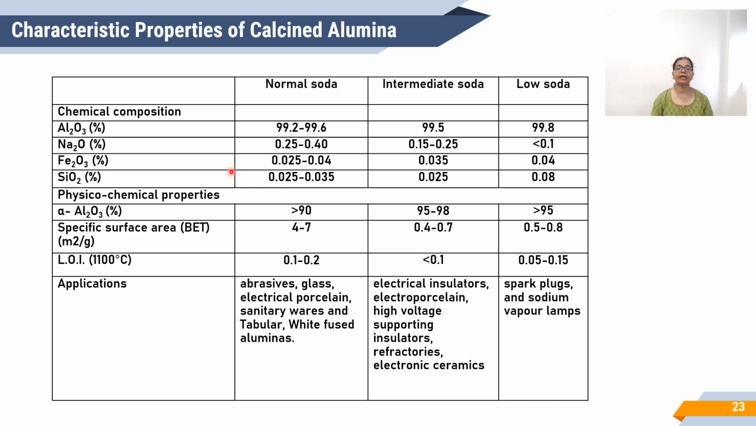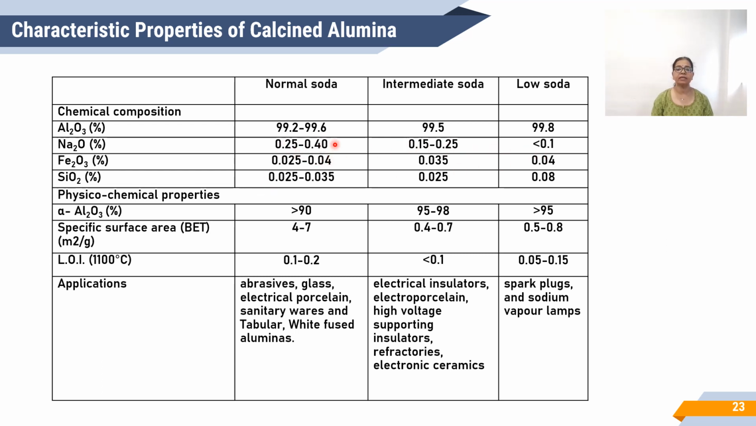As we had seen in ATH that the classification is based upon the particle size, here the classification of calcined alumina is based on the content of soda, that is, the range should be below 0.4% for normal soda, 0.5 to 1.25% in intermediate, and low soda, that is 0.1%. So the application depends upon the soda content.